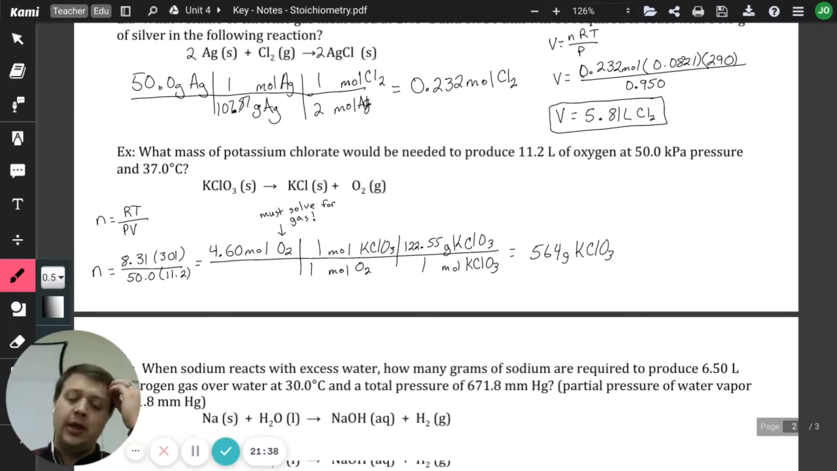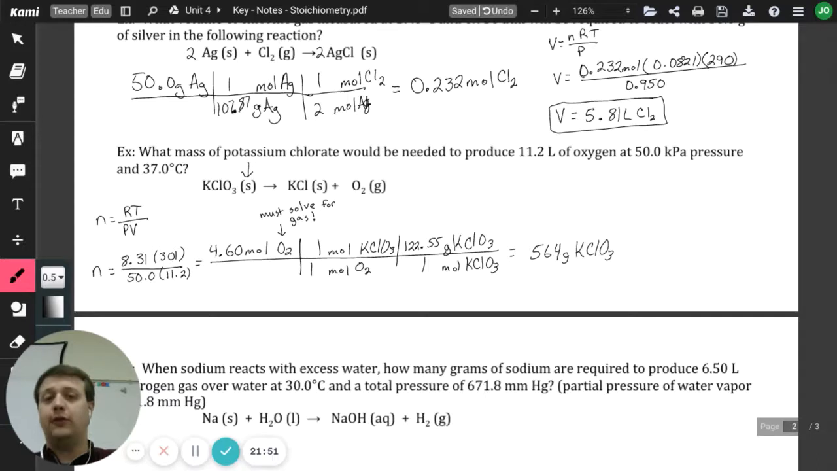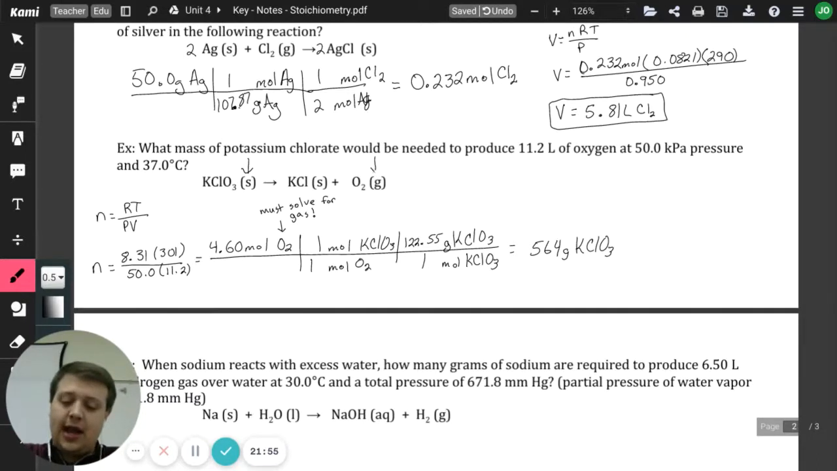Moving down here. Now, remember that your gas laws are going to solve for gases, right? So here it's asking for the mass of potassium chlorate. Potassium chlorate is a solid, so we're not going to be able to solve for that one with our gas laws first. We're going to have to solve for a gas, so in this case, oxygen.